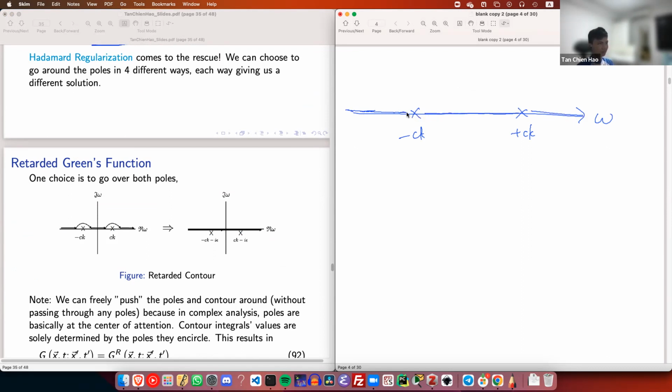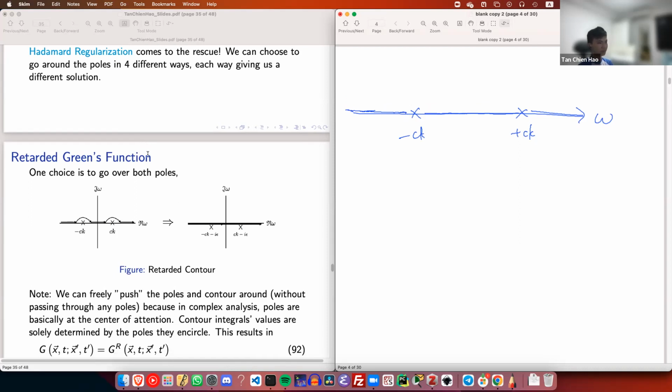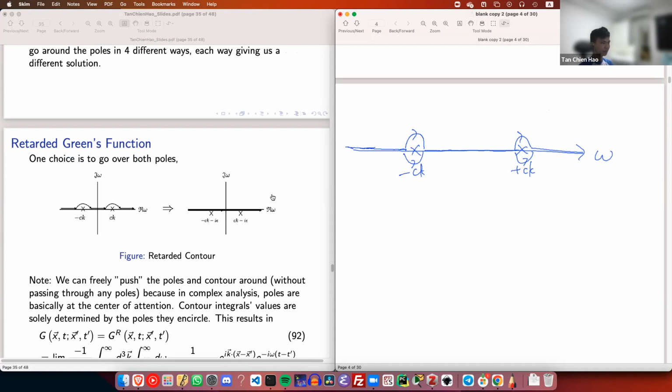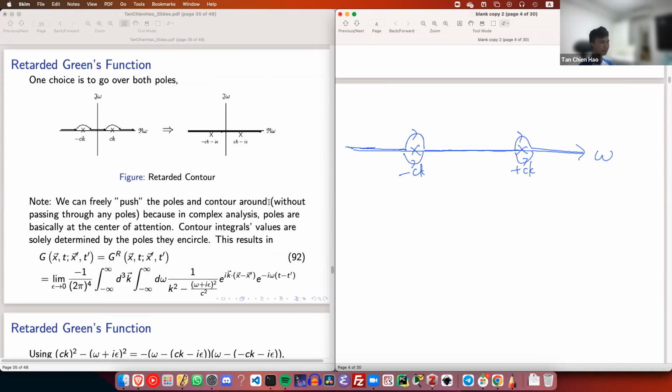So the Hadamard regularization basically tells us to go around the poles, but you see that there's a few different choices. We can go on the upper way, or we can go on the lower way, right? This way we can make another independent choice, right? So there's a total of 2 times 2, which is 4 choices. In these particular slides, I go through the choice where we go above the poles in both cases, because that would give us something known as a retarded propagator.